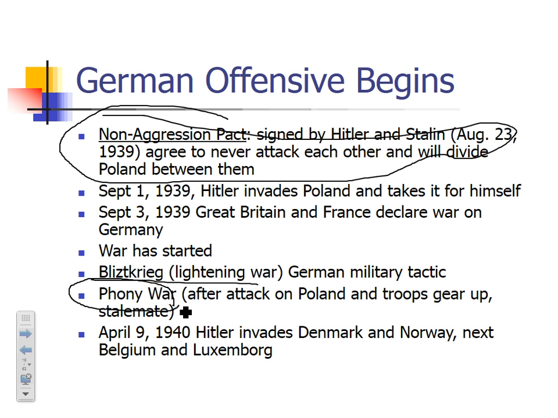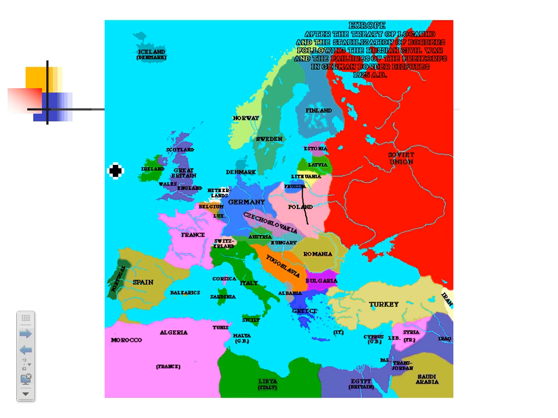So after the attack of Poland, both sides gear their troops up, and then April 9th, 1940, Hitler invades Denmark, Norway, Belgium, Luxembourg. So as mentioned before, here's Norway, here's Denmark, here's Netherlands is going to take over, here's Belgium, here's Luxembourg. He's basically taking everything essentially unopposed, and even if there is opposition, there's nothing that they can do to really stop him. And so he's headed toward France.